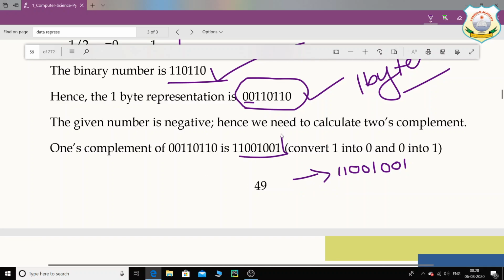And you can see the answer over here, right? 1 1 0 0 1 0 0 1. So the first technique is to take the 1's complement, and then the next technique, to convert this into 2's complement, just add 1 to it. Okay, we have to add 1 to it.